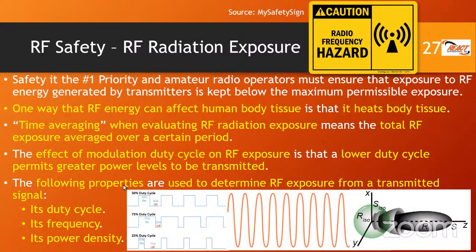So this exam question: the following properties are used to determine RF exposure from a transmitted signal: the duty cycle, the frequency, and the power density. So we've just shown visually here these various concepts: the duty cycle, the frequency, and the power density.